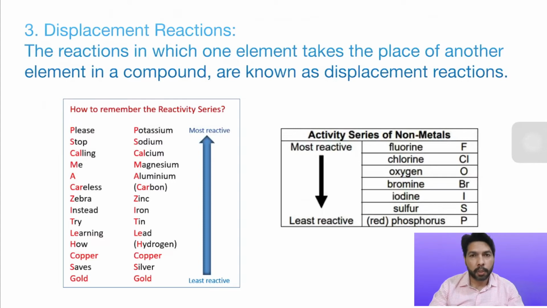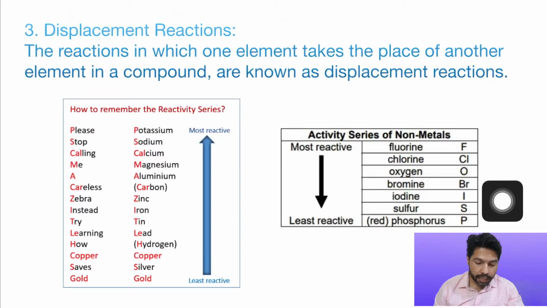So for displacement reactions, you need to remember the reactivity series for metals as well as for non-metals. In the metal reactivity series, you can see that potassium is the most reactive, whereas gold is the least reactive. In the reactivity series for non-metals, fluorine is most reactive, whereas phosphorus is the least reactive. So you need to keep the reactivity series in your mind so that you can understand the next examples.